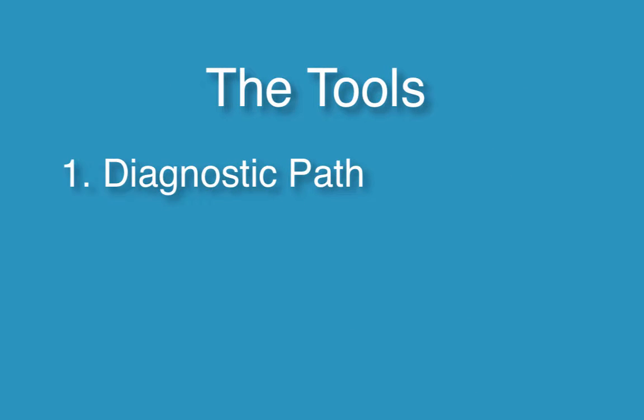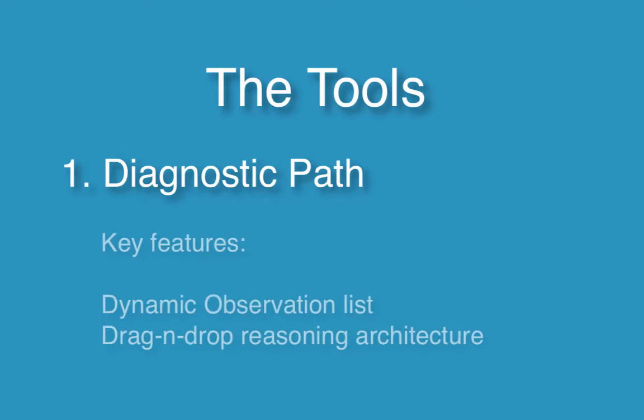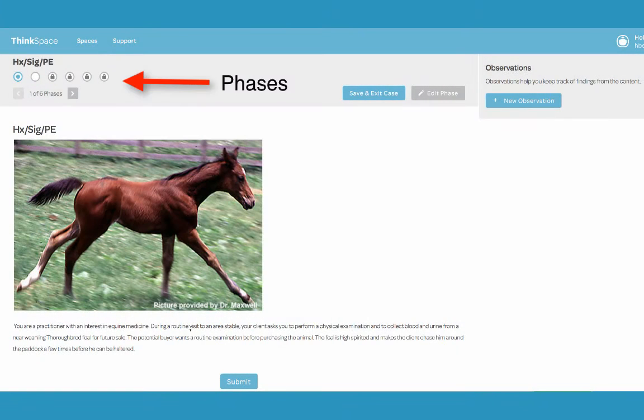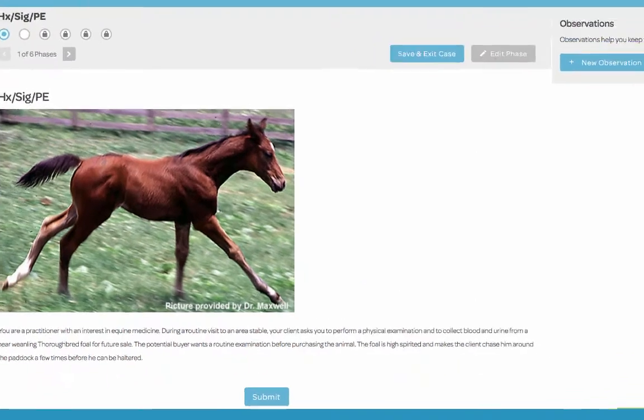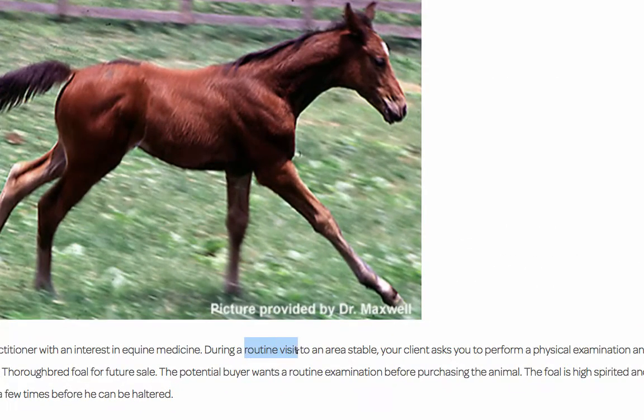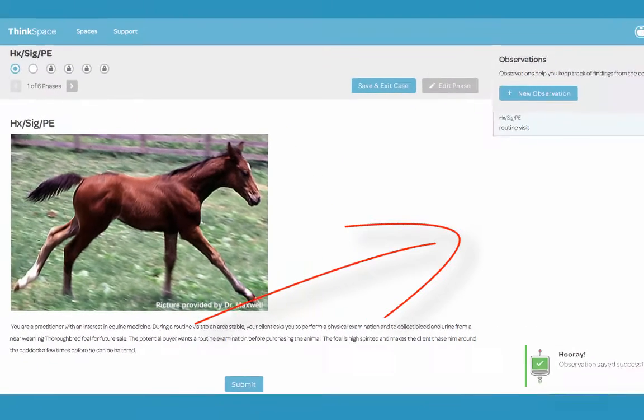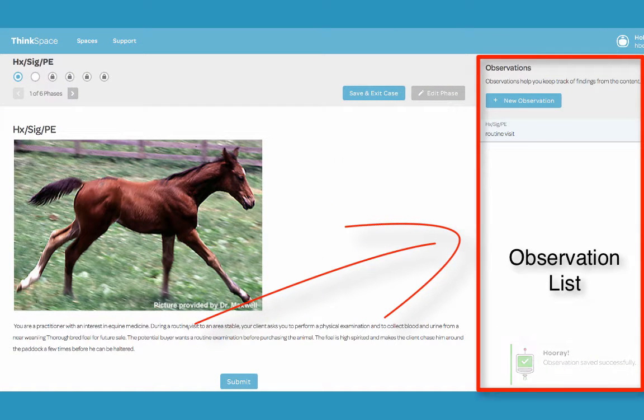The Diagnostic Reasoning tool was developed for the field of veterinary medicine. Its key features are a dynamic observation list and sophisticated drag and drop reasoning architecture. Students are given a case of a sick animal with details of its history, symptoms, and results of physical evaluation. To pick out relevant pieces of information, students drag their cursors over the text, and the text pops over to the observation list on the right.